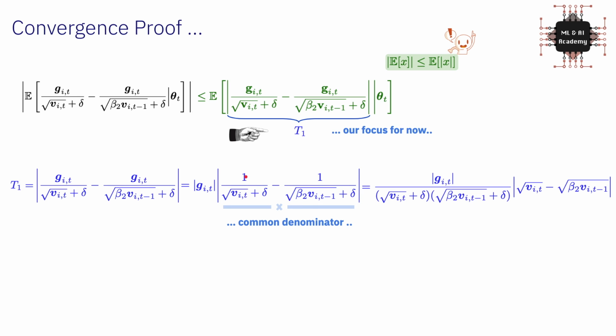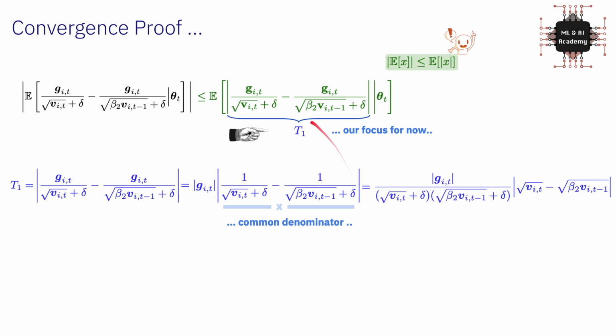So that would be square root of beta2 v_{i,t-1} plus delta minus v_it minus delta. The plus delta and minus delta cancel out, and then you're left with the square root of beta2 v_{i,t-1} and the square root of v_it. And of course, the common denominator is positive, so it just goes out without the absolute value. Please notice that these are flipped, because we should have beta2 v_{i,t-1} minus v_it, but it's an absolute value, so you can flip it again and there's no problem.